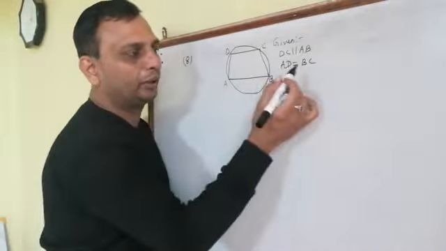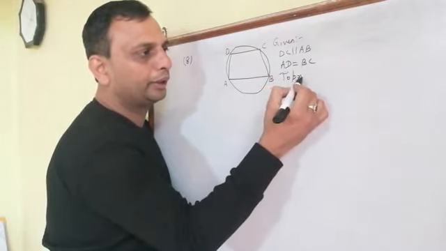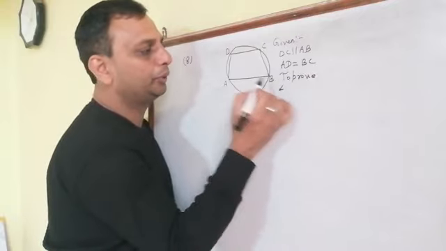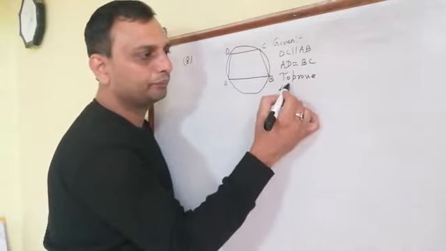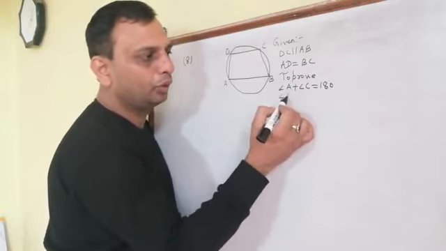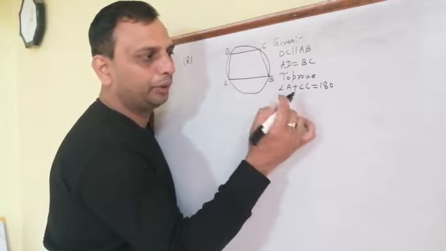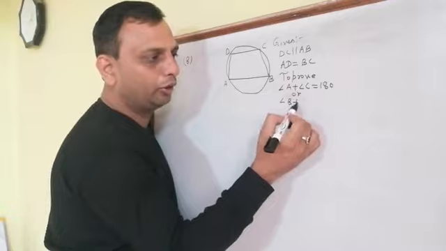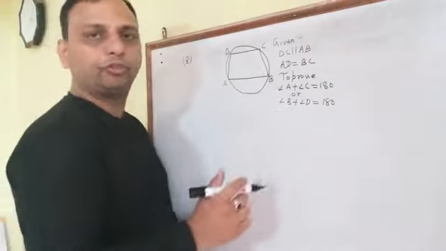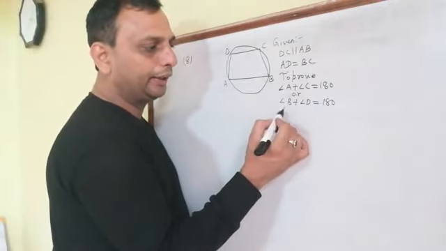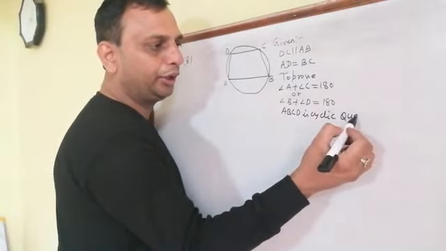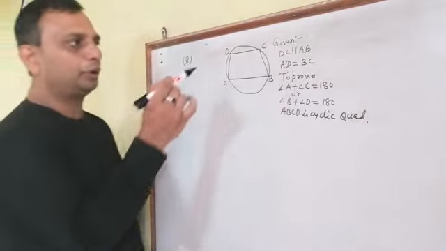Now we have to prove that it is a cyclic quadrilateral. To prove a cyclic quadrilateral, I already told you what to do: we have to prove that the opposite angles, angle A plus angle C, are 180 degrees, or B plus D is 180 degrees. If these opposite angles are 180 degrees, then we can say that ABCD is a cyclic quadrilateral. For that we will draw perpendiculars.